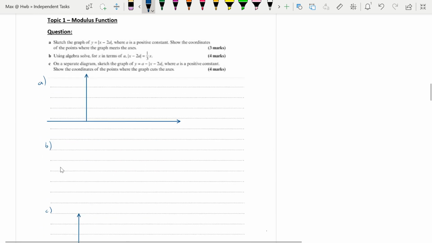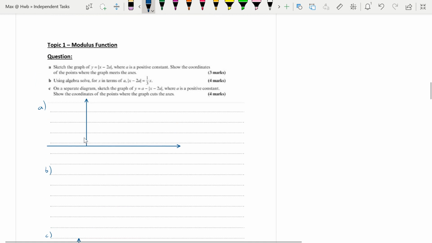So for question 1, I've set up some axes. Could you do some sketching? The first question says, I want to sketch y equals the modulus of x minus 2a, where a is a positive constant. So we don't know what it is, but we need to think about how it's going to go. Show the coordinates of the points where the graph meets the axes. That's the y-axis and the x-axis. So that's what I'm going to calculate first.